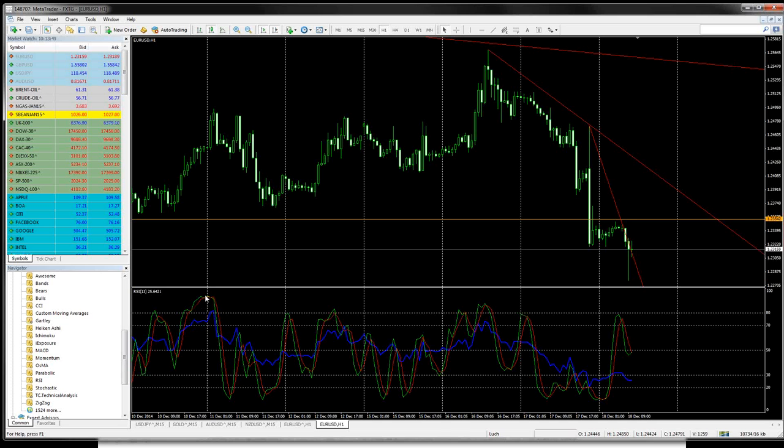Okay. As you can see here, peaks on the stochastic, the green overtakes the red, following down, confirms with the RSI that it's been on the 70 level, gives you confirmation. Bingo, stay down. Okay, so it confirms with it.